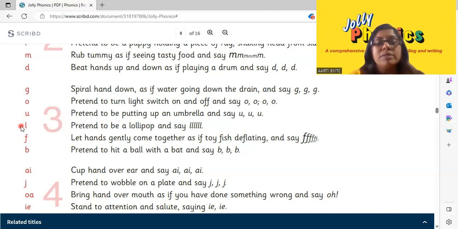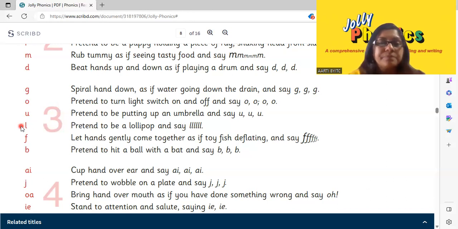Now I am moving towards letter L. Very interesting. Pretend as if I am having a lollipop in my hand. And when I say lollipop, my tongue rolls up and it is touching my front incisors. And I'm saying, that is what my lollipop sound is.